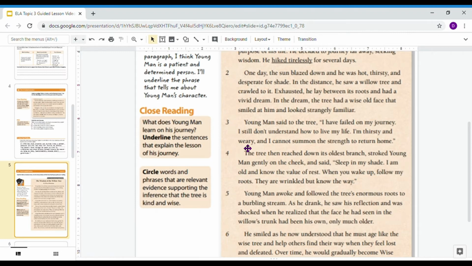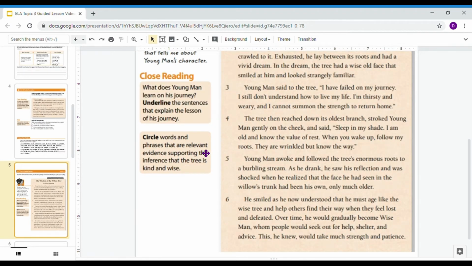Young Man said to the tree, I have failed on my journey. I still don't understand how to live my life. I'm thirsty and weary, and I cannot summon the strength to return home. The tree then reached down its oldest branch, stroked Young Man gently on the cheek, and said, Sleep in my shade. I am old and know the value of rest. When you wake up, follow my roots. They are wrinkled, but know the way.